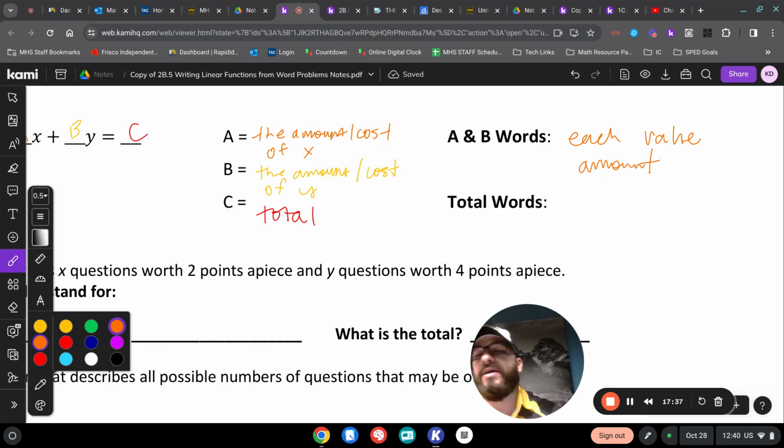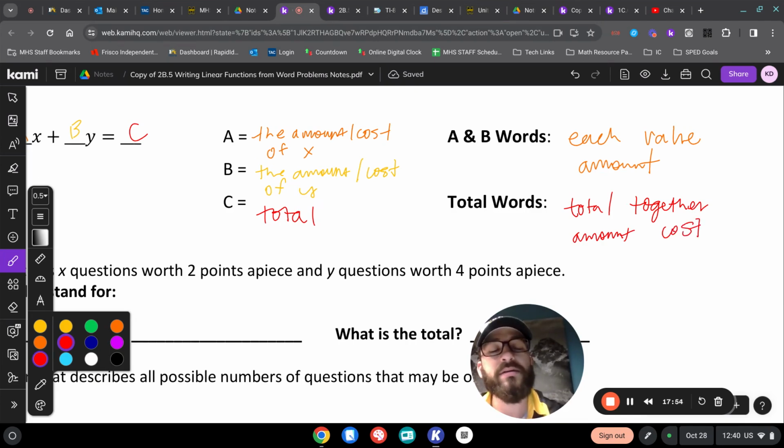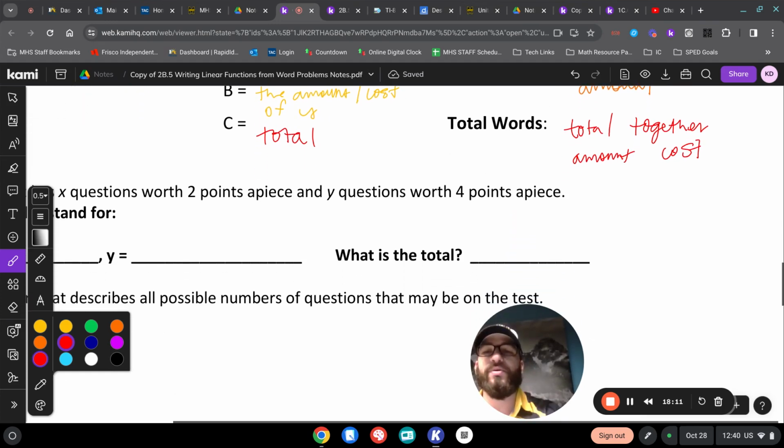Okay. And then of course our total words are a little bit different. A lot of times you'll literally see the word total. You might see together, same thing, amount or cost. So sometimes you might see these together: total amount, total cost, the value together. But it really tries to represent that we have two different things that are both changing that we're adding together to get a total. Okay, so let's look at an example.